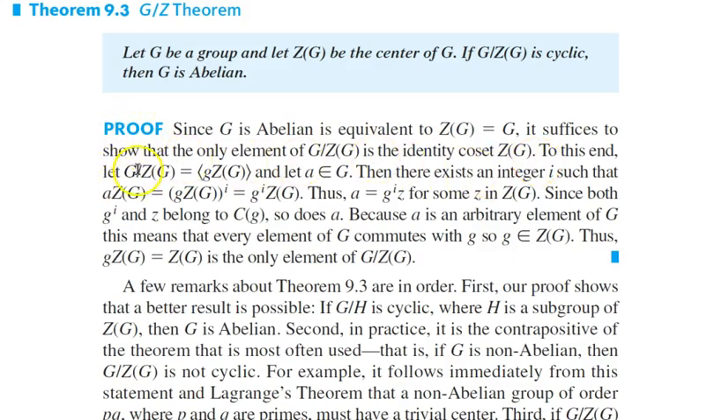To this end, let G factored by Z(G) be this cyclic group, the cyclic group generated by a coset gZ(G). And let a be any element of G. Then this is a coset from the factor group, but it is cyclic, so this coset is equal to some power of the generator. And that power is equal to g to the i times the center. This means that a is equal to g to the i times some element z from the center.